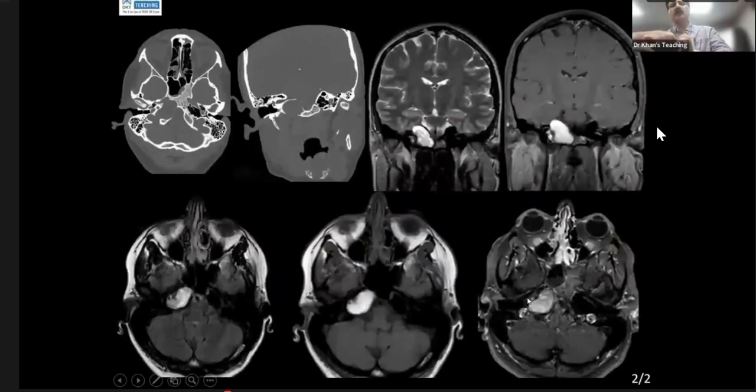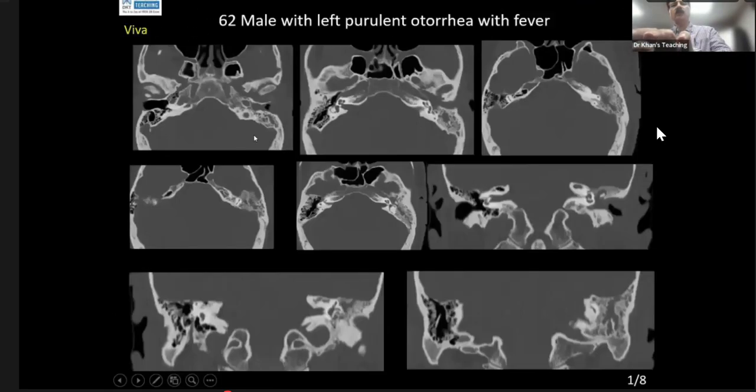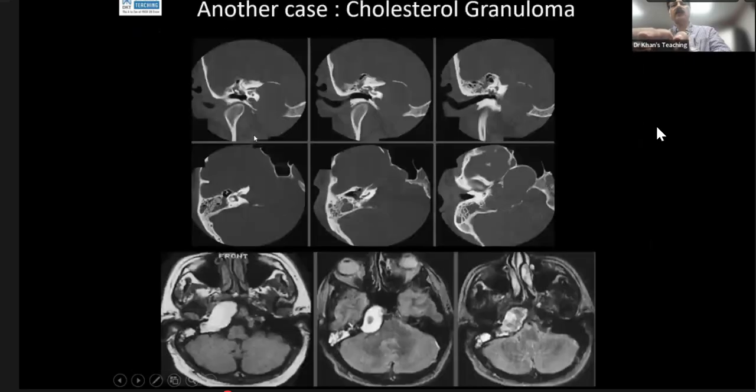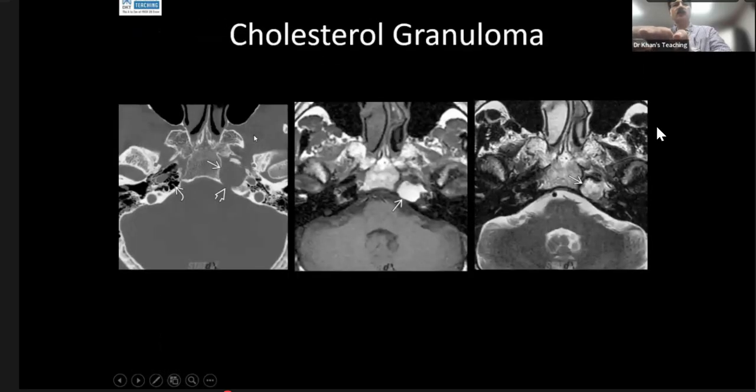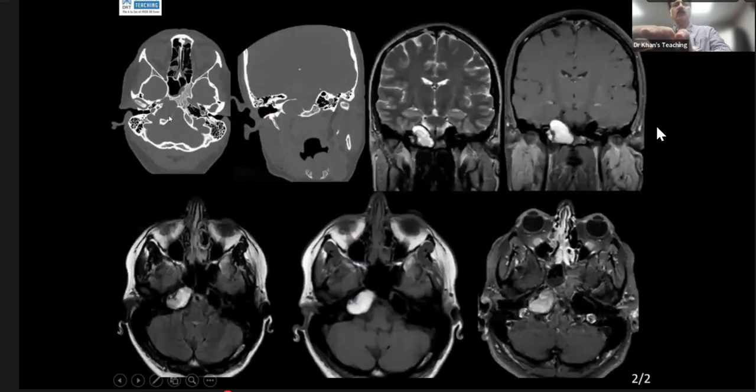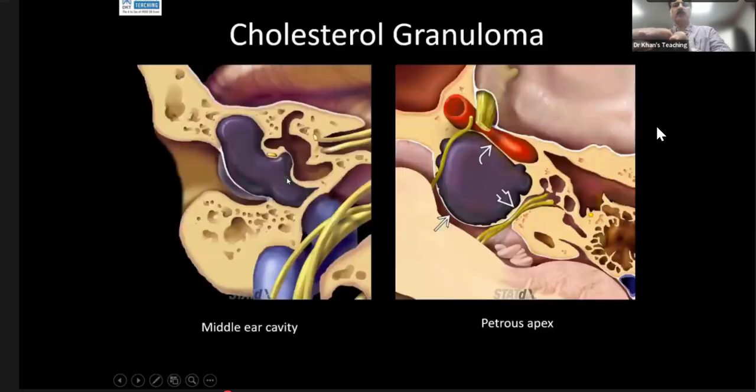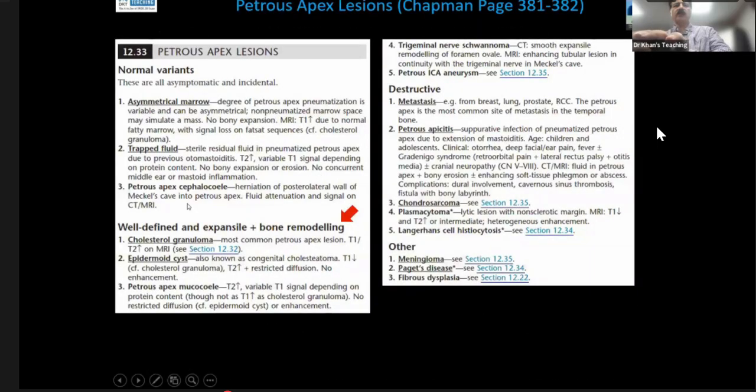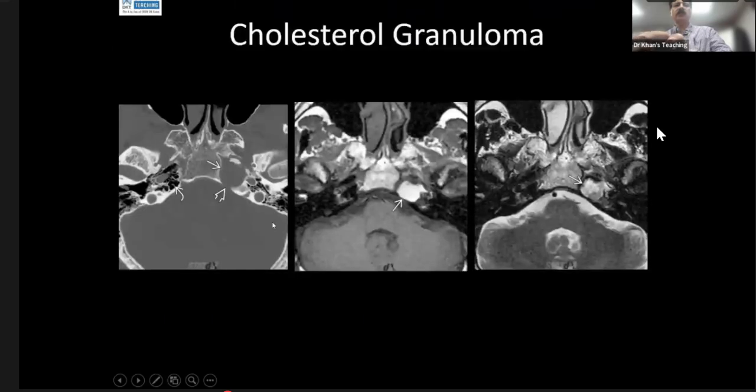Please remember that there is no concept of an aneurysm of the carotid canal like this, because an aneurysm cannot expand the carotid canal. It's a very tough bone. So this is a cholesterol granuloma, and this is from your books, well-defined and expansile. This is an exam case, by the way.